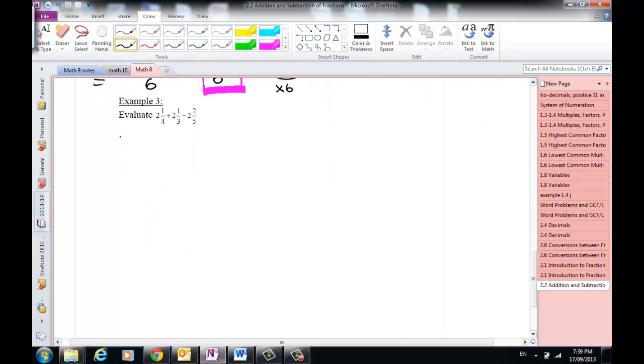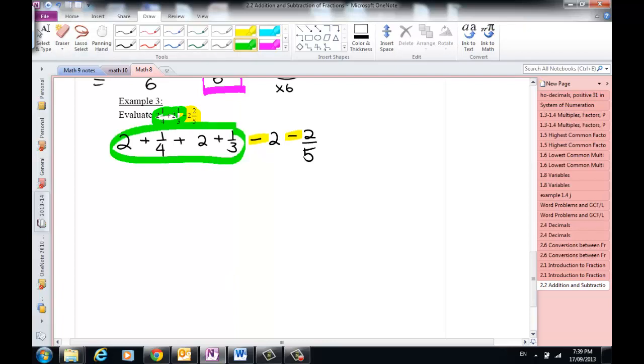Okay, so I can rewrite this as 2 plus 1/4 plus 2 plus 1/3. Oh, and then this is a big step here. We have this minus 2/5. So really this is minus 2 and minus 2/5. Having these negatives is really important because we're taking away 2/5 from everything else. And that's why we have this negative, which a lot of us will forget about, so be very careful.